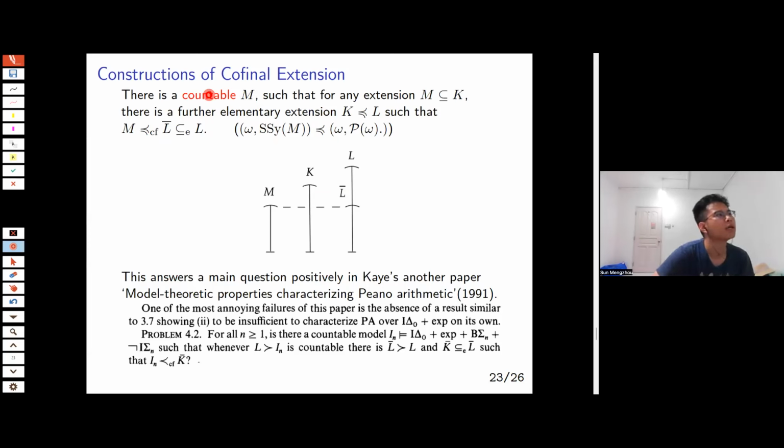Okay, and here's the last one. It says that if we start with a countable M, and we let the standard system of M be an elementary substructure of the power set of omega, then we can actually, for this M and an arbitrary extension, which may not be elementary or cofinal, so this is not important, have a further elementary extension L, such that if we consider the cut of L at the same height as M, we call it L bar. So L bar is a cofinal extension of M, and we get full elementarity between M and L bar. This is done by looking at the standard system of this K. Then no matter how it is extended, we know that the standard system of M is an elementary substructure of the power set of omega.